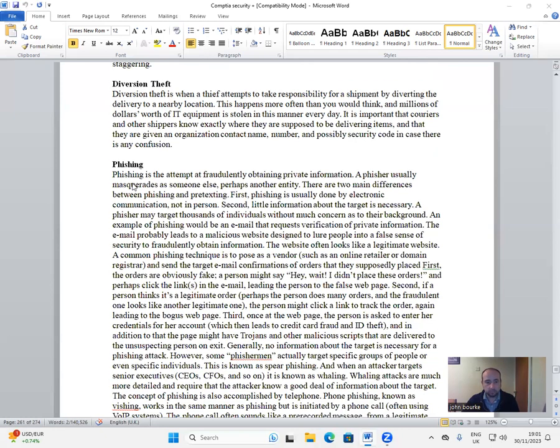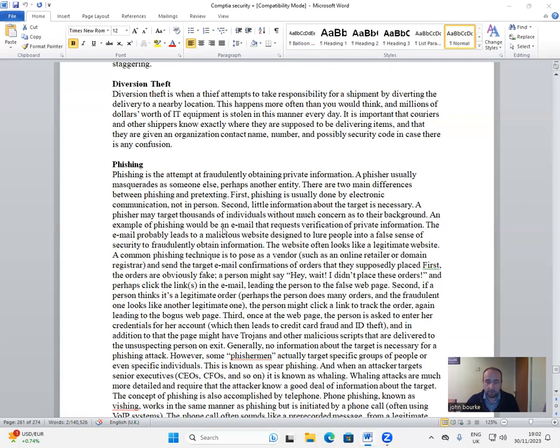Phishing. Phishing is an attempt at fraudulently obtaining private information. A phisher usually masquerades as someone else, perhaps another entity. There are two main differences between phishing and pretexting. First, phishing is usually done by electronic communication, not in person. Second, little information about the target is necessary. A phisher may target thousands of individuals without much concern as to their background.